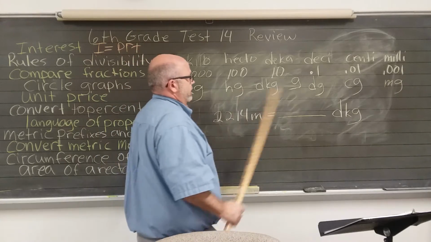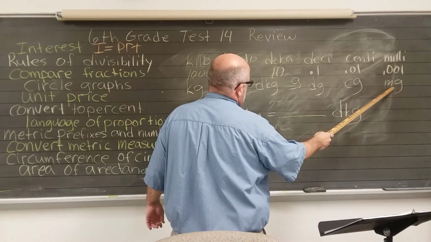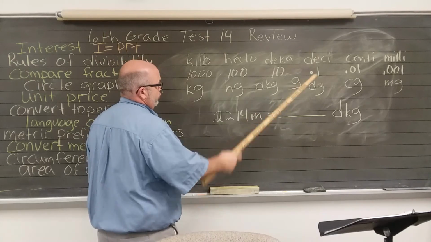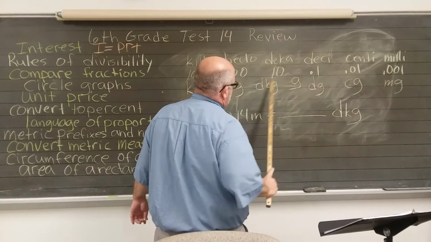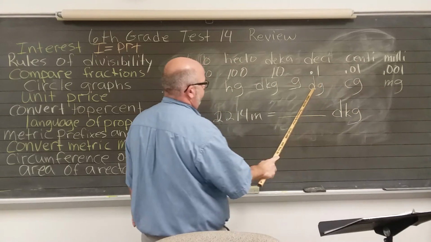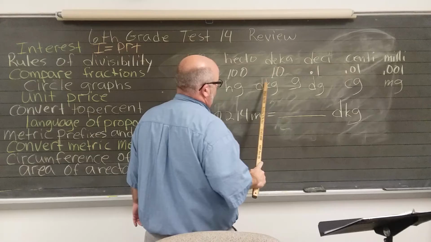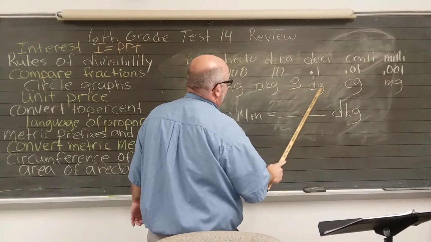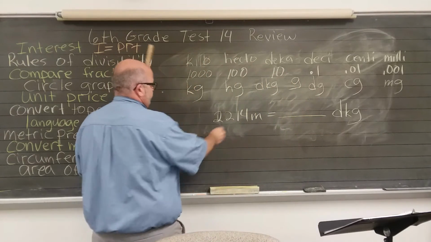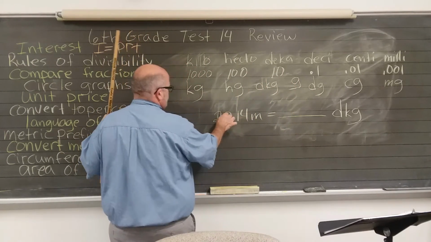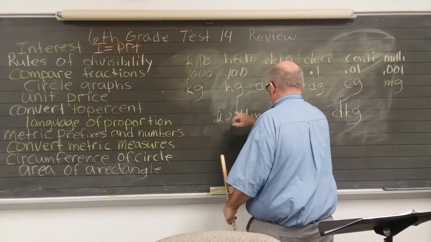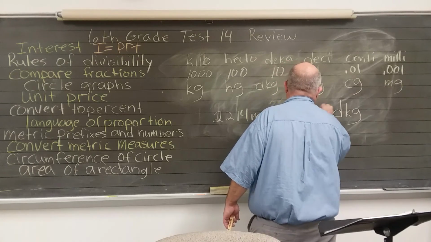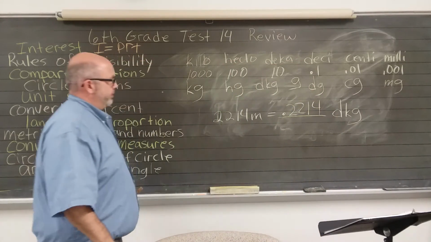Simply start over here at milligrams and move your decimal point. So on this one, the decimal point is right here. Move your decimal point till you get to decagrams. 1, 2, 3, 4, right? Starting here, 1, 2, 3, 4. Your numbers don't change, just the decimal changes. You might have to add some zeros. All right?